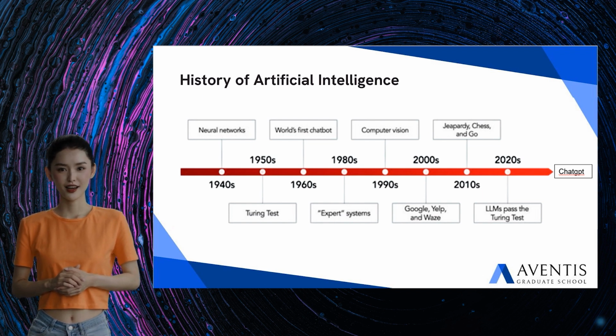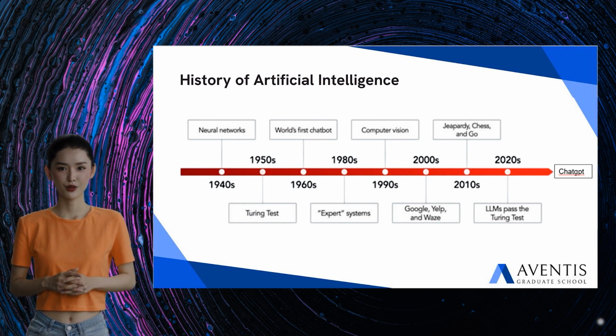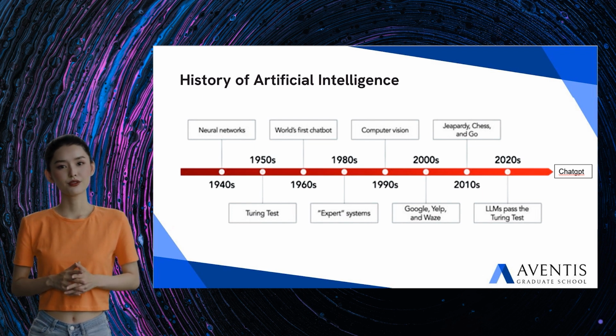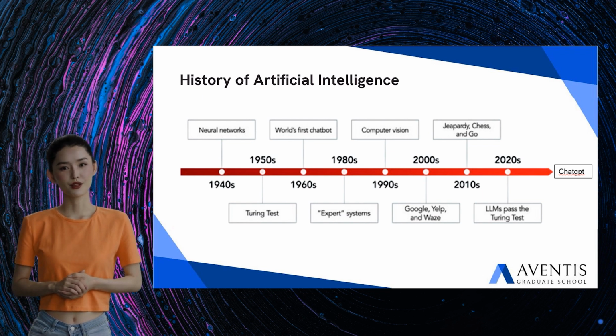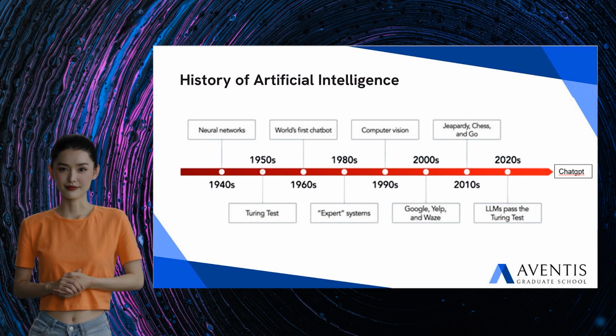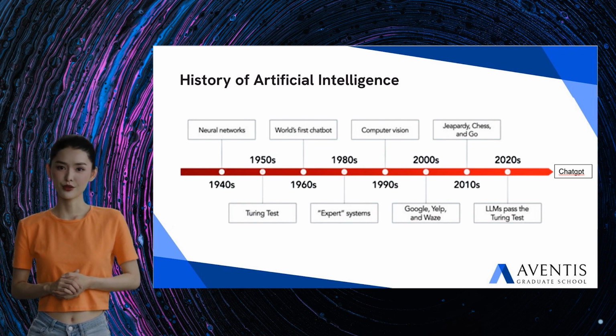2020s. The rise of LLMs. Finally, in the 2020s, we witnessed the rise of large language models, LLMs, such as ChatGPT. These models have reached the milestone of passing the Turing test, demonstrating their ability to generate human-like text and engage in coherent and contextually appropriate conversations. This era signifies AI's capabilities reaching new heights, with applications spanning customer support, content creation, and more.